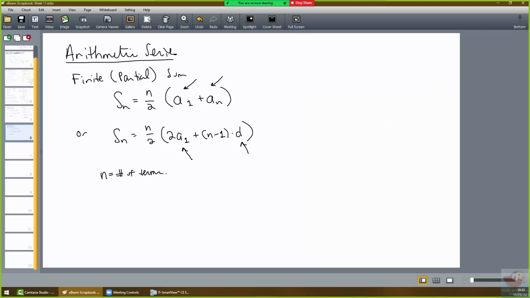Let's suppose we had, in a stadium, the first row had 25 seats. Every subsequent row had 5 additional seats.